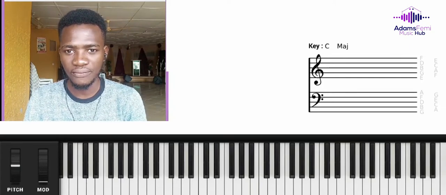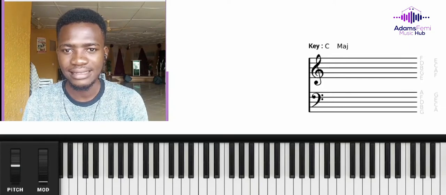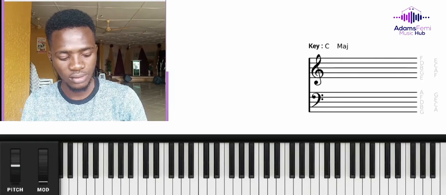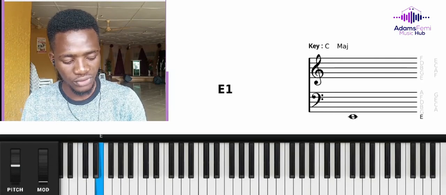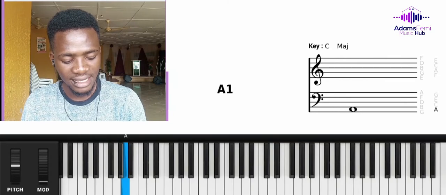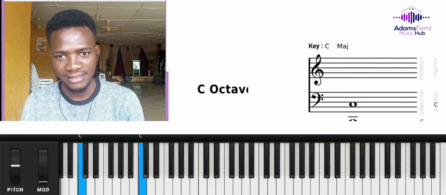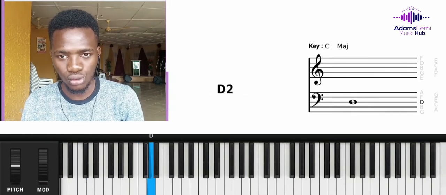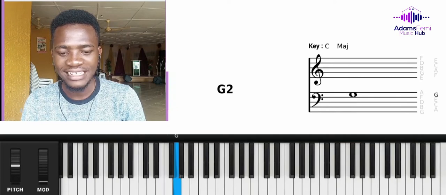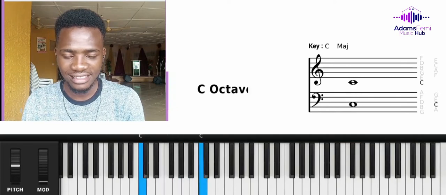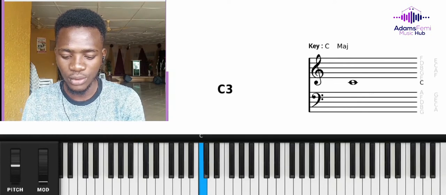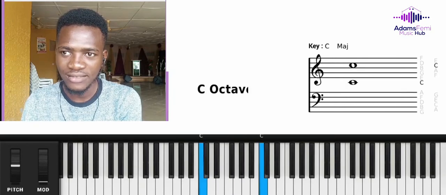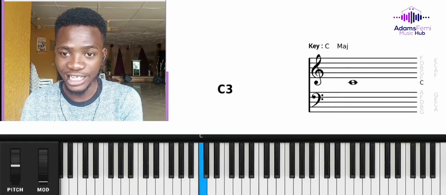Alright, we talked about octave. An octave is a group of eight notes. So let's count from C: 1, 2, 3, 4, 5, 6, 7, and 8. This is an octave. Let's count from here, C2: 1, 2, 3, 4, 5, 6, 7, and 8. So this is another octave. Going further, 1, 2, 3, 4, 5, 6, 7, and 8. This is another octave.